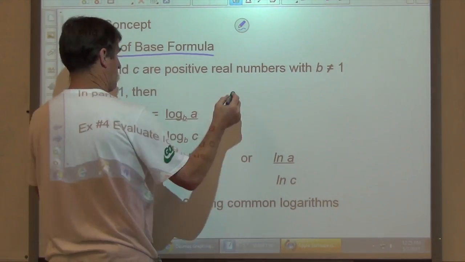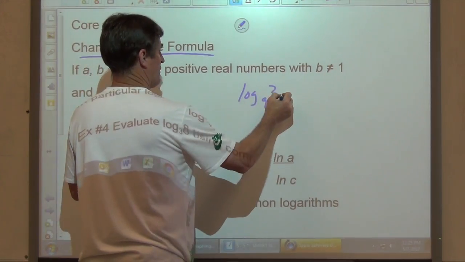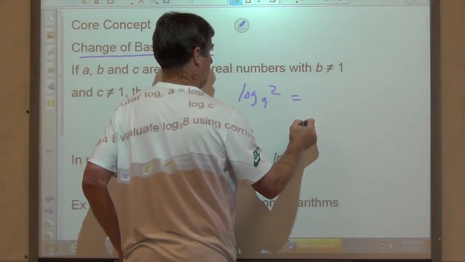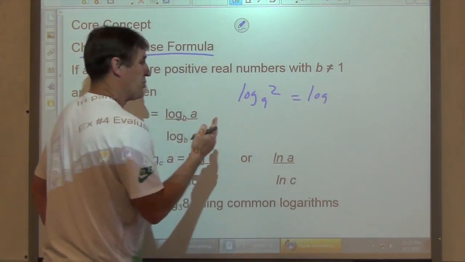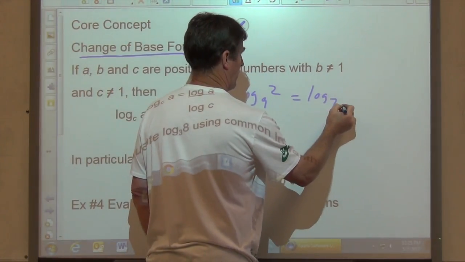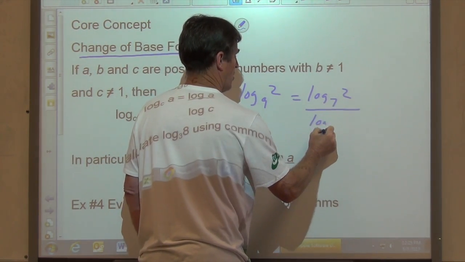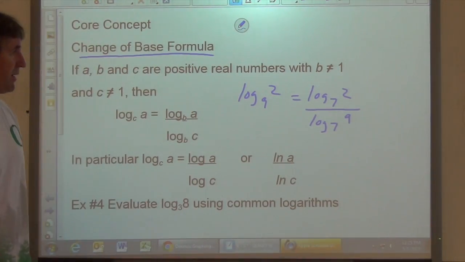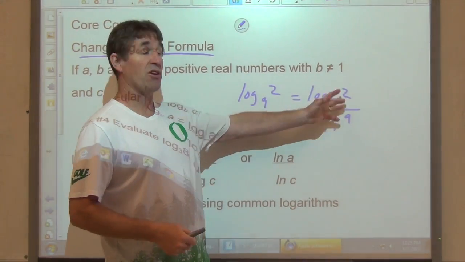So if I take a number, let's put numbers in there, let's say log base 9 of 2. Since I can't do that on the calculator, I can rewrite that as log, and I can choose any base I want. So I could choose base 7 if I wanted. It'd be log base 7 of 2 over log base 7 of 9. Okay? So I can convert it, so if the book gave me values, I could do that.